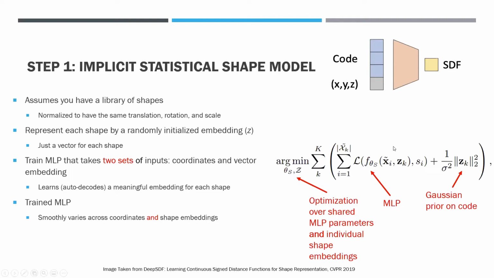Importantly, what ends up happening is you have a shared set of network weights for all of the shapes. But then you have this vector embedding, which although it's an input, is actually trained, or auto-decoded. So you train the vector embeddings while also training the shared set of network weights. And so the vector embeddings are specific to the shape in question. Once you do that, you essentially auto-decode an embedding space for your shapes. The nice thing here is that once your MLP is trained, you can smoothly vary the SDF across both coordinates and also the shape embeddings.